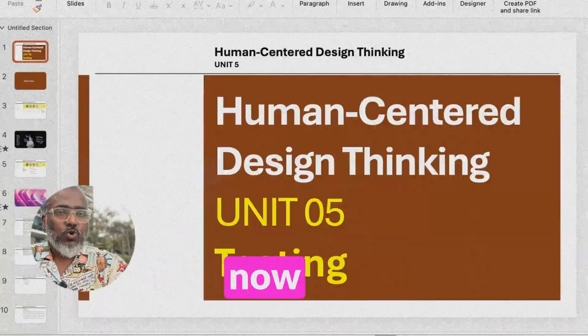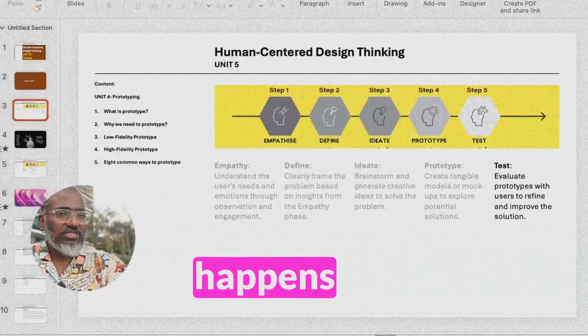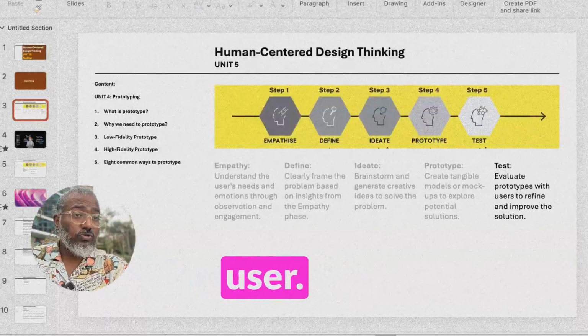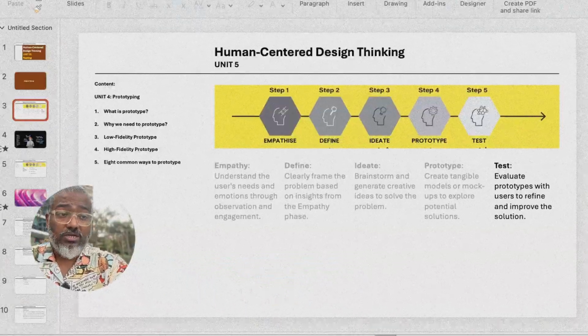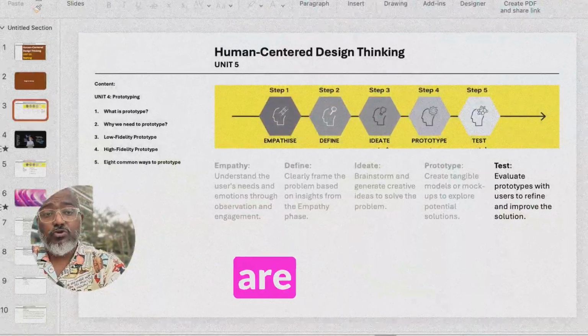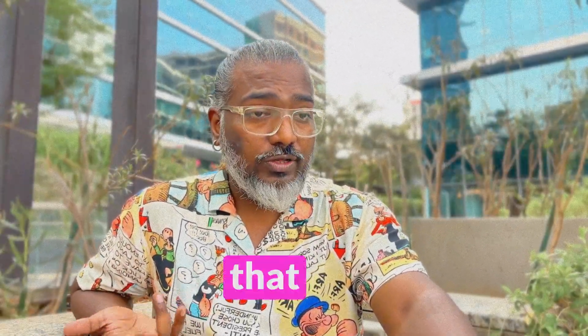By now, we covered all the four stages. The first stage happens to be empathy, where you try to understand the user. The second stage happens to be define, where you are trying to define the problem which you are planning to solve. The third stage happens to be ideate, where you are trying to come up with more and more ideas to solve that problem.